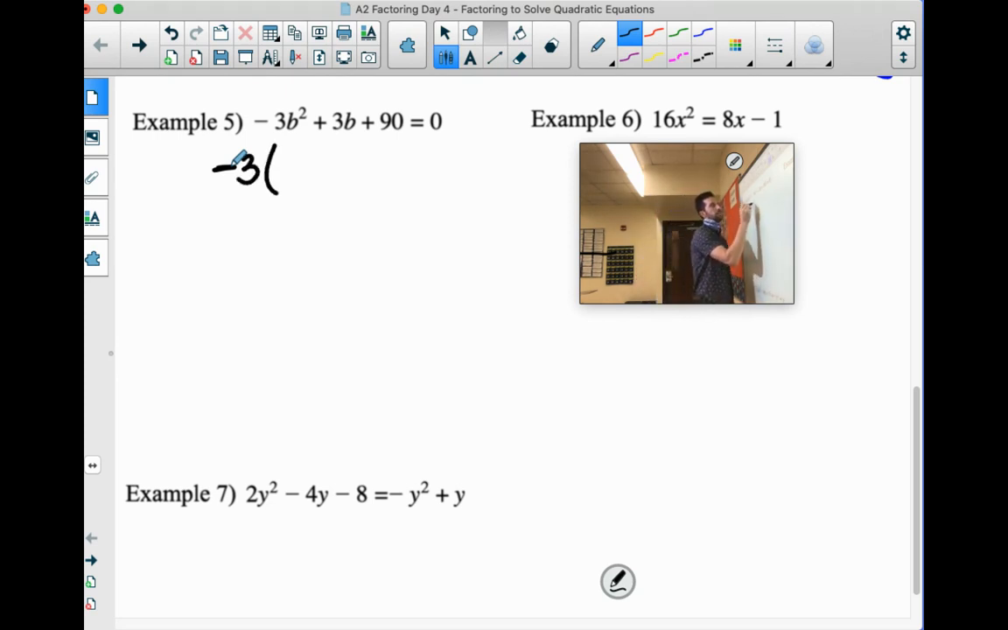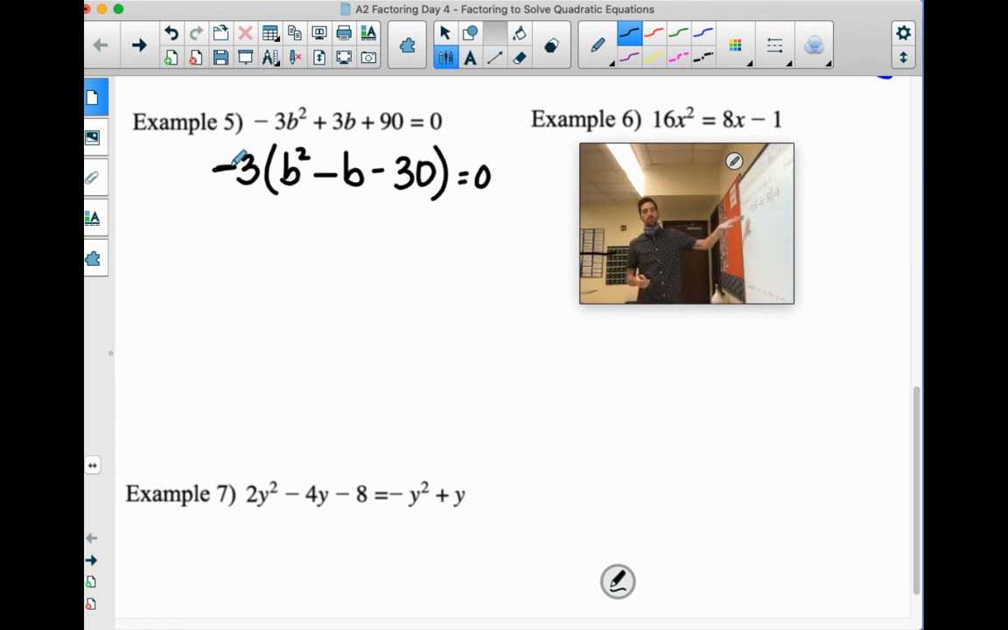Now negative 3 times b squared is negative 3b squared. Negative 3 times negative b would give you that positive 3b. And negative 3 times negative 30 will give you that positive 90. Now, the nice thing about this is you really don't even have to worry about the negative 3 on the outside. Essentially, we could divide it out of the way right now. You could divide both sides by negative 3, and 0 divided by negative 3 is still 0. But again, it just doesn't even matter to this part of the problem.